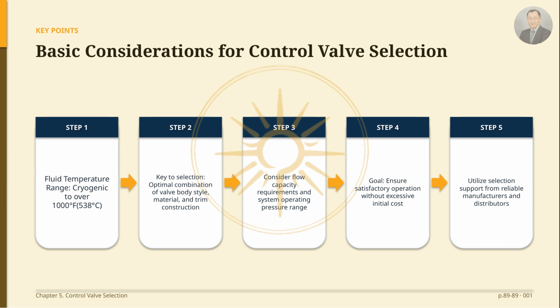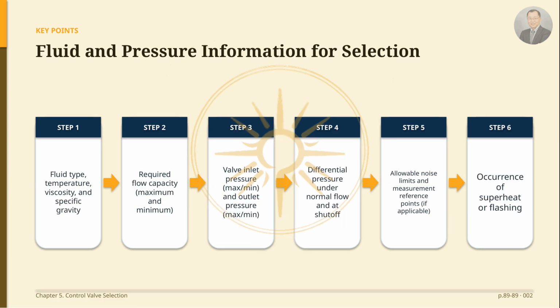In addition, the required flow capacity and the system's operating pressure range must be considered to ensure satisfactory operation without undue initial expense. In this process, reputable manufacturers and their representatives actively help in finding the valve most appropriate for the existing service conditions. Because there are frequently several possible correct choices for an application, sufficient information must be provided without omission for accurate selection.